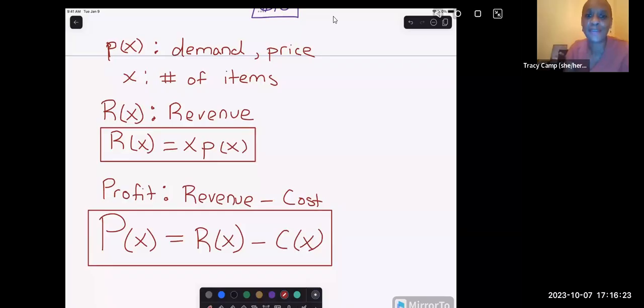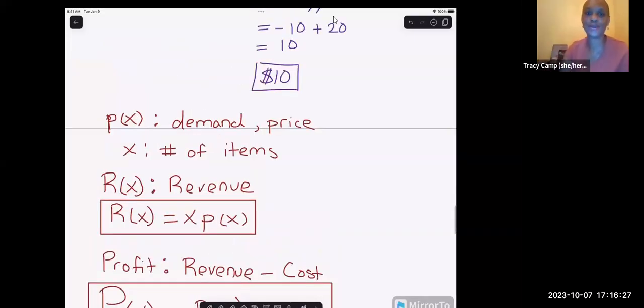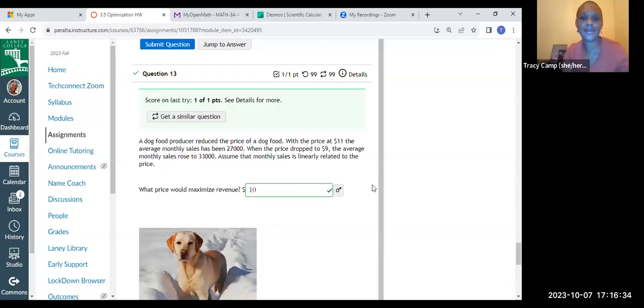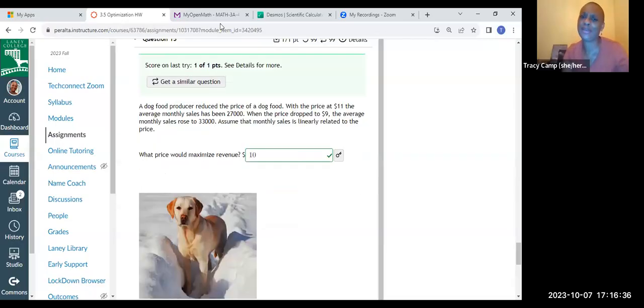Oh, you know what? I never entered my answer just to make sure this is correct. So let me enter the answer. Nice, $10. Yay, the numbers were so nice here.